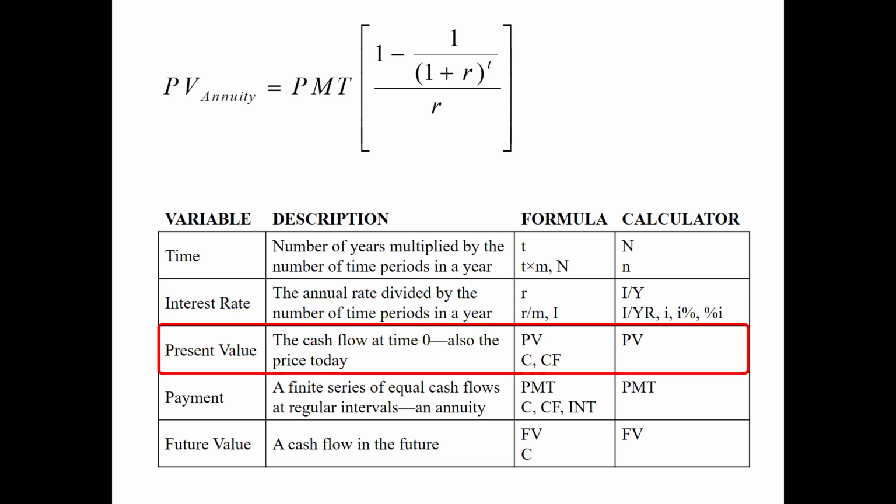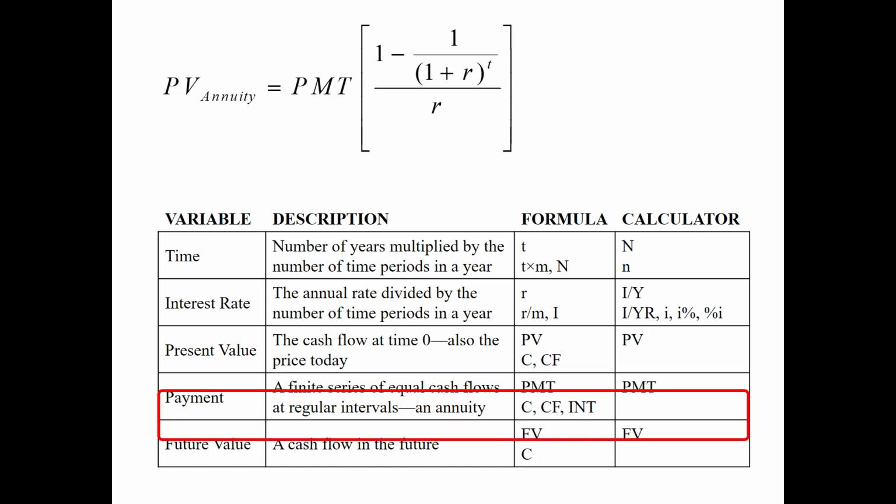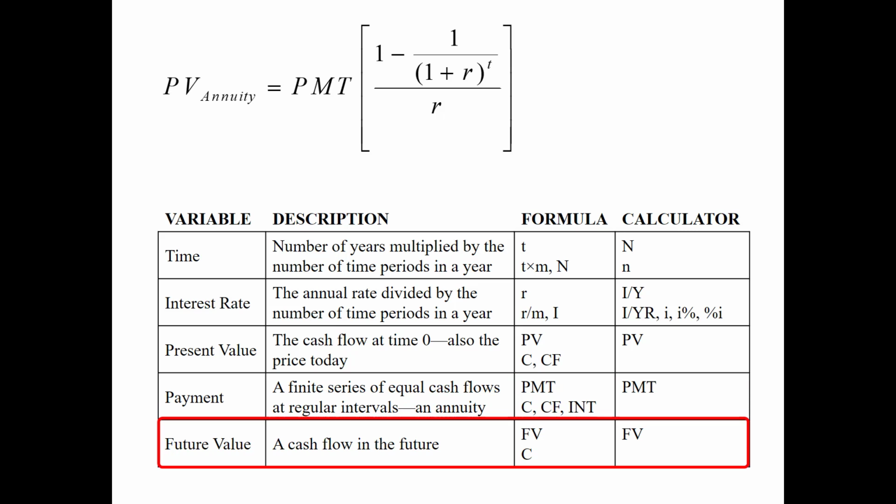Present value, that's going to be the value today at time 0. Our payment is going to be our annuity. It's going to be a finite series of equal payments at regular intervals. And then our future value would be any cash flow that occurs in the future.